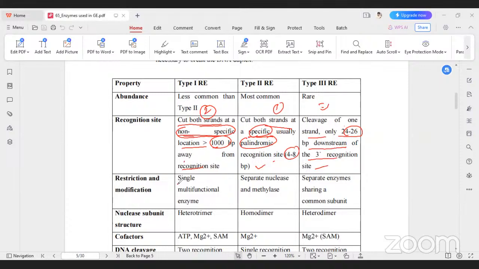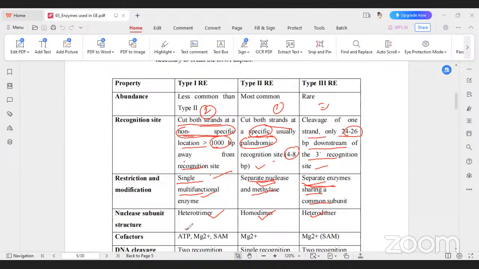Restriction and modification: single multifunctional enzyme here. Separate nuclease here, separate enzymes sharing a common subunit. Sorry, in type 1 it is single, here separate. Here also separate. Actually, initially I told that type 3 is also single, but it is not single. They are separate enzymes like type 2. Nuclease subunit structure: heterotrimer, different. These are homotrimers, same. These are also heterotrimer.